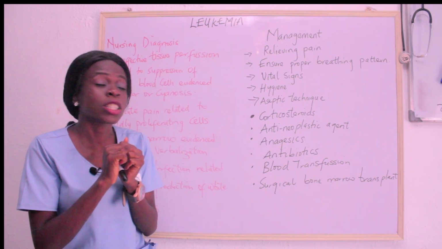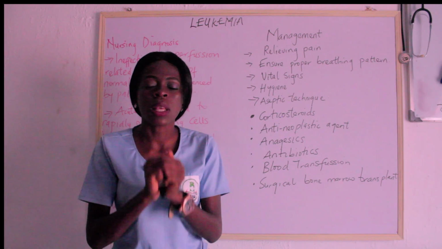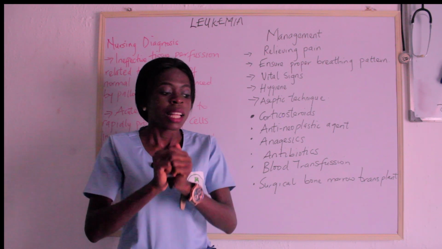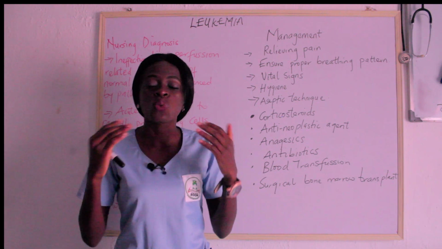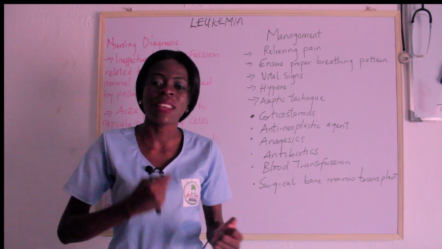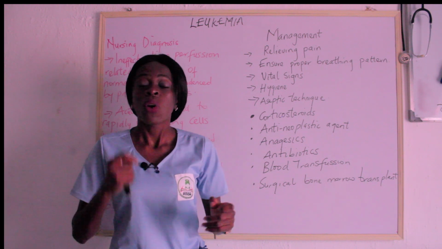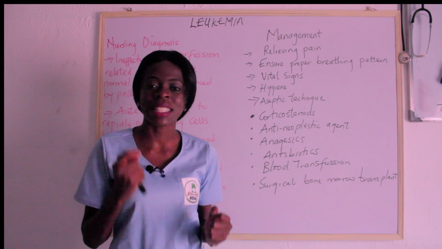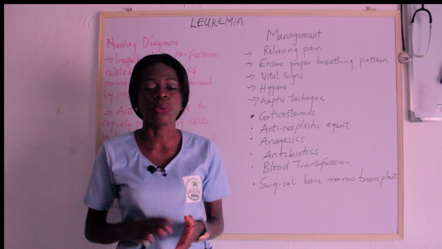Then the third is the vital signs. Vital signs cannot be underestimated. The patient's vital signs have to be taken because we as nurses, these vital signs serve as fundamental. They serve as important data. So for the patient with leukemia, we have to take their vital signs, especially the temperature and the respiration.